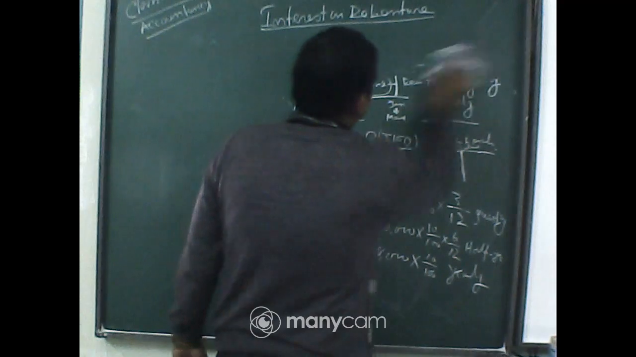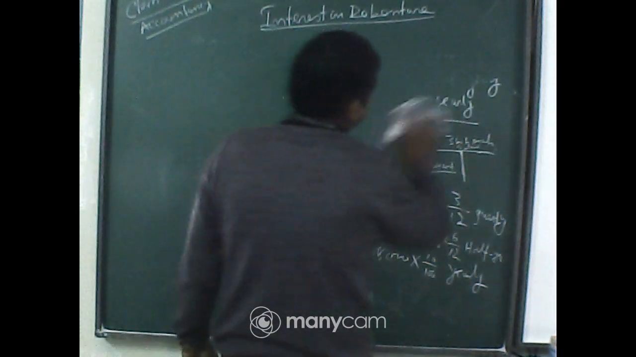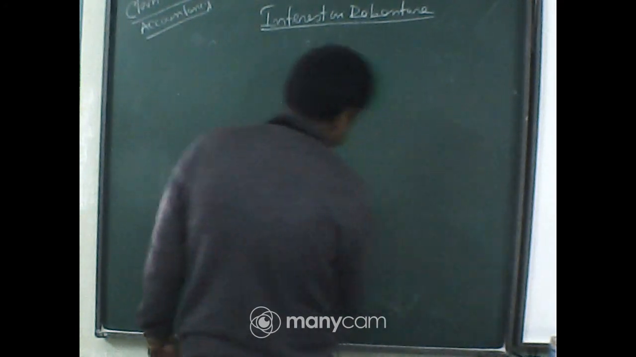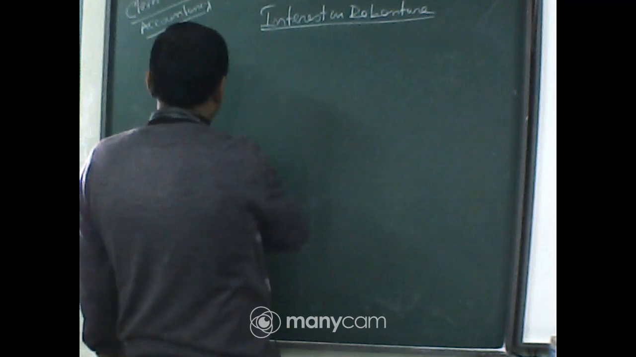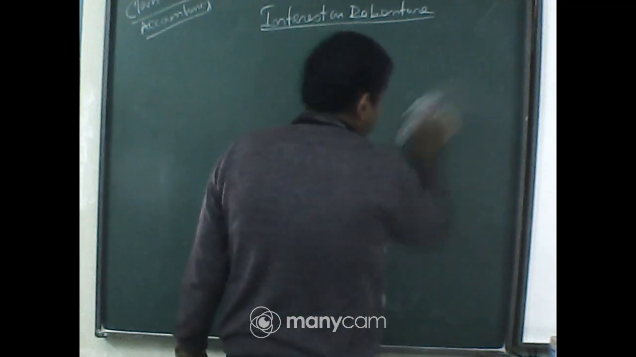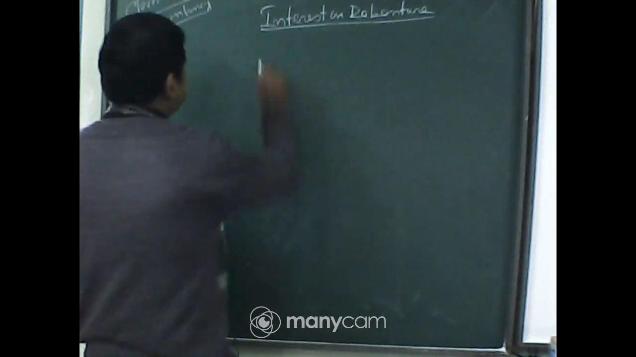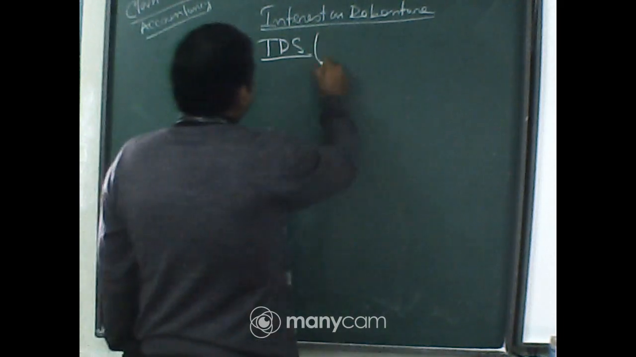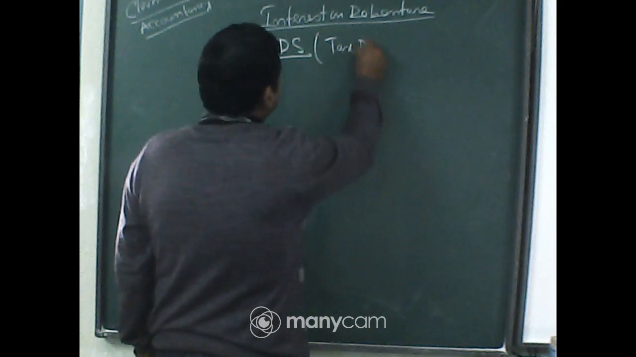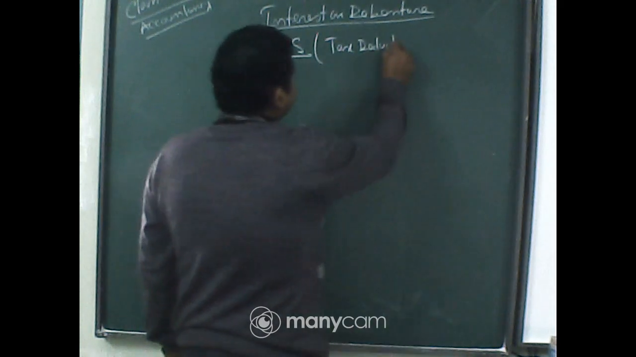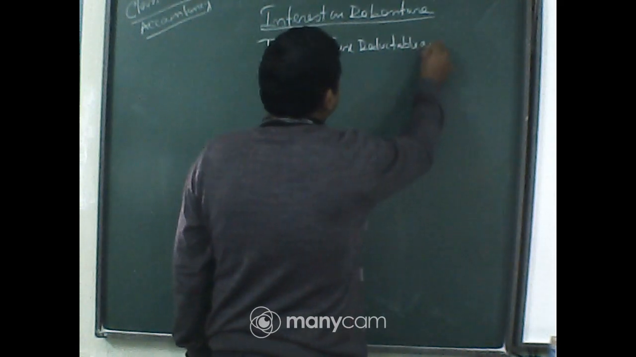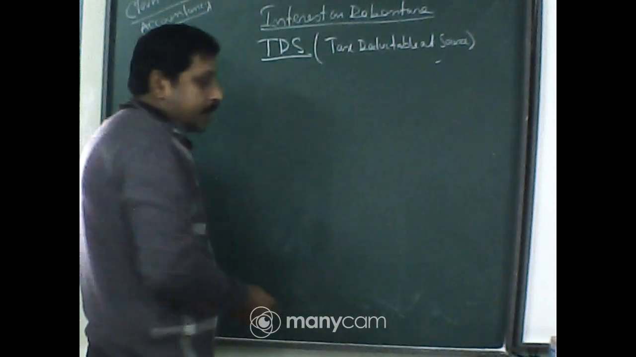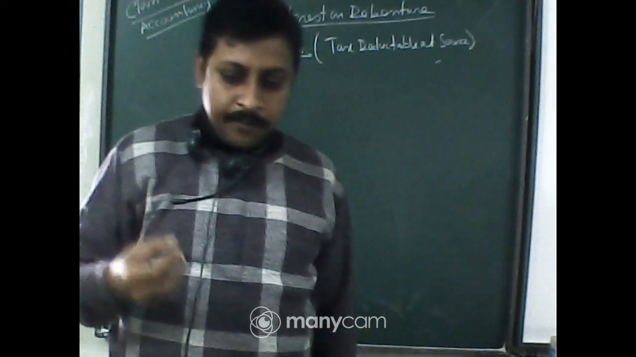Another thing you have to know in that case is TDS. What is TDS? Do you know what is TDS? TDS is tax deductible at source. It means your tax will be deducted from the source of the income.